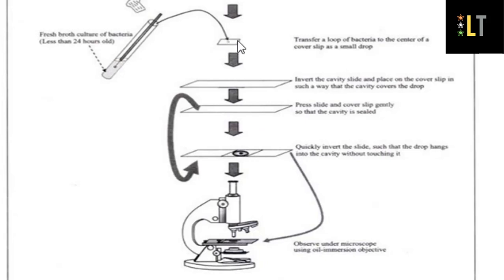Now the cavity slide is inverted and placed on the cover slip. So here you can see this is a cover slip and this is your slide, and you are inverting this slide and placing it on the cover slip in such a way that the cavity covers the drop. The slide and the cover slip are pressed together gently so that the cavity is sealed. Care should be taken to see that no part of the cavity touches the drop.